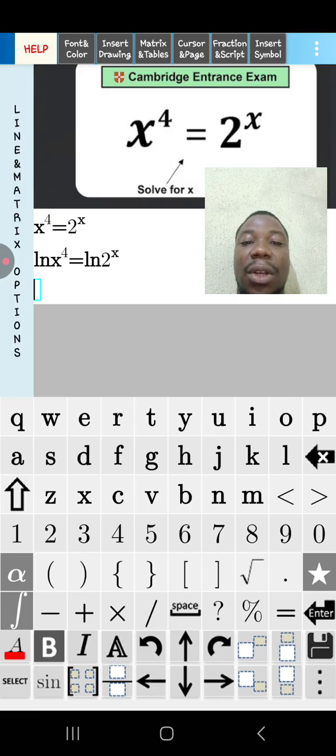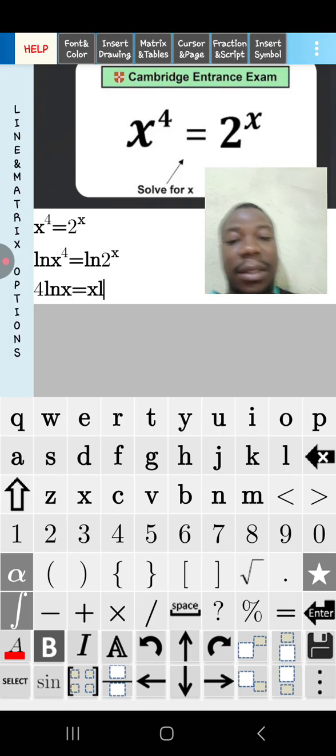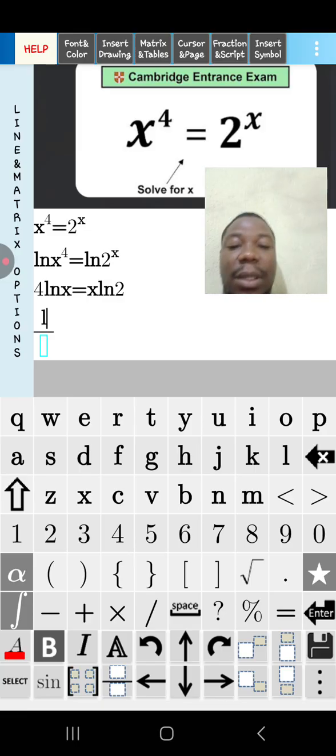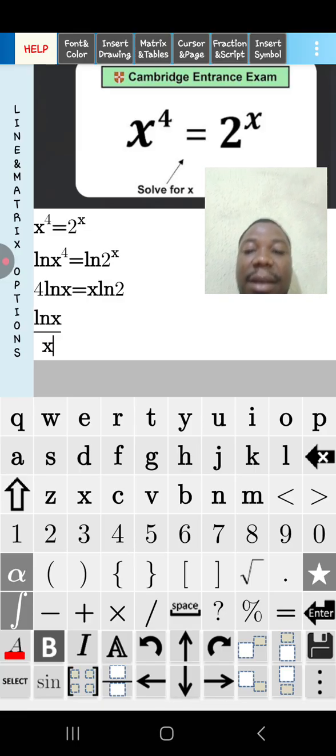According to the law of logarithm, that 4 on top of x is going to come down. Same thing with the x on top of 2 is going to come down. So you have 4 ln x equals x ln 2. From here, we separate the x term from the constant term. So ln of x, divided by x, equals the ln of 2, divided by 4.